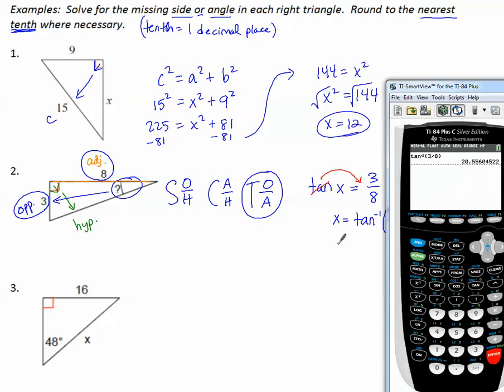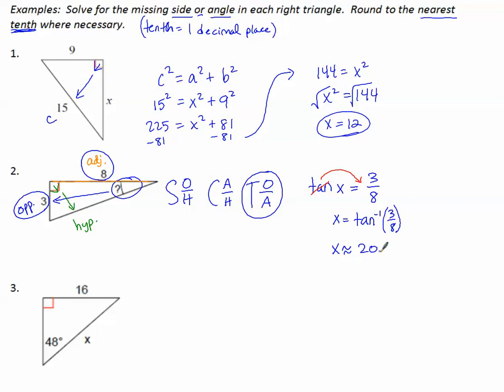So let's write our answer. X is approximately 20.6 degrees. Remember, when it's an angle, you have to write degrees. Let's look at another one.